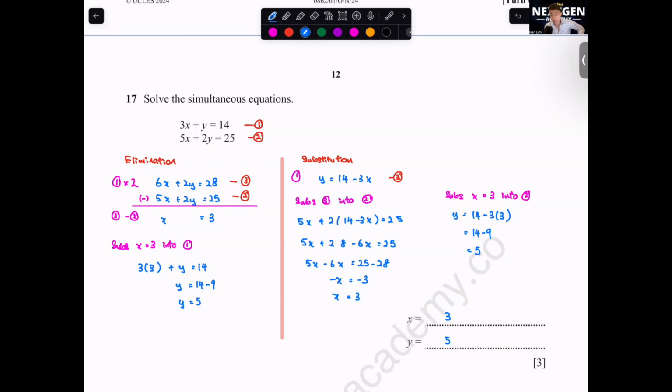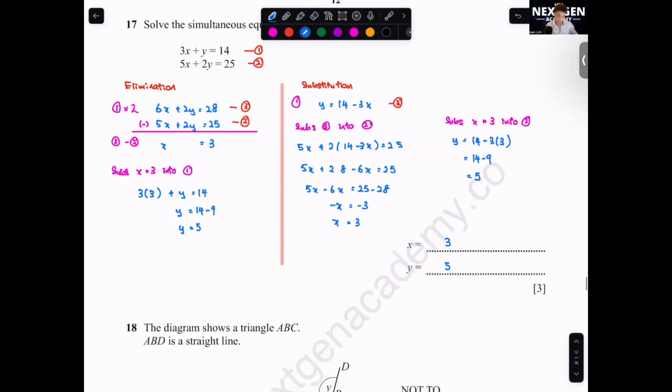Some of you here already learned quadratic equations, right? So you will see simultaneous equations with quadratic equations. Normally, you will need to do substitution. So in summary, you all need to know how to do both ways. Okay, you cannot just know one or the other. Okay, let's go to the next one.